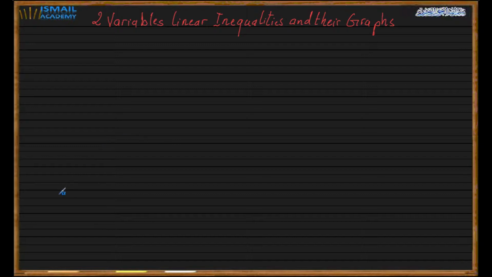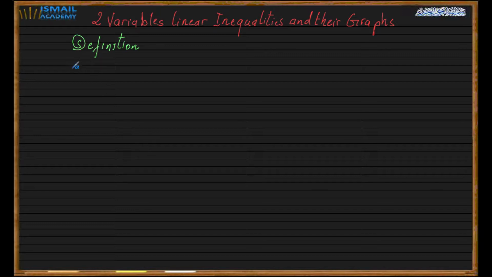So definition. A two variable linear inequality is an inequality that can be defined by ax plus by plus c greater than 0. The symbol greater than 0 may be replaced by greater or equal, less, or less or equal. So this is just a general definition, and I just pick a random symbol.